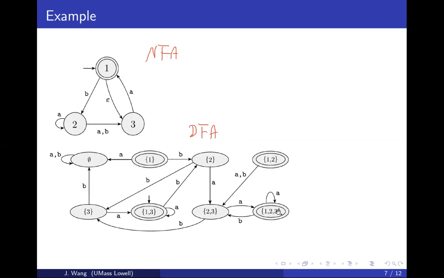Now 1, 2, 3. 1 on A doesn't go anywhere, 2 on A goes to 2 and also to 3, and 3 on A goes to 1. So the union of all of them is just 1, 2, 3. Then 1 on B goes to 2, 2 on B goes to 3, and 3 on B doesn't go anywhere, so that's 2, 3. So that's that. The construction of a DFA from an NFA is just a straightforward algorithm.